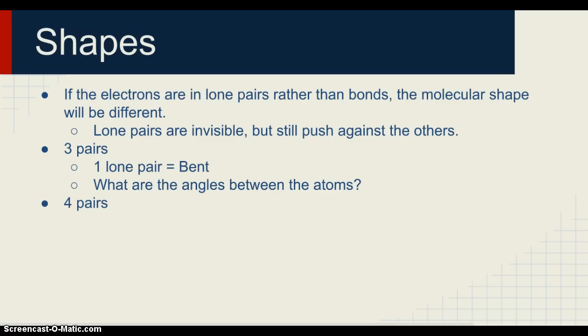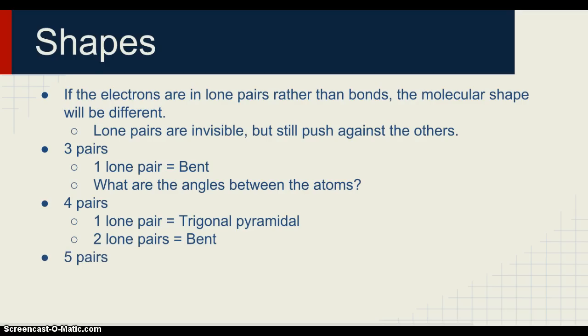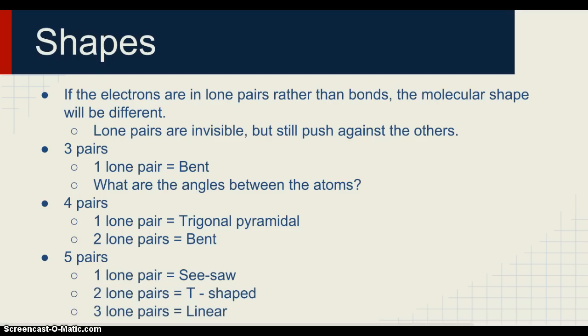Let's say that you have four pairs of electrons around one central atom. If you've got 3 atoms and 1 lone pair, that's trigonal pyramidal. 2 lone pairs is going to give you bent again. And then if you have 5 pairs of electrons, 1 lone pair will give you a shape called seesaw, 2 lone pairs will give you T-shaped, 3 lone pairs will give you linear. We're not going to work with octahedral. Yes, there's different shapes for that too, but we don't need to go that far. In AP Chemistry, they don't go any further than this, so I think we can stop here.